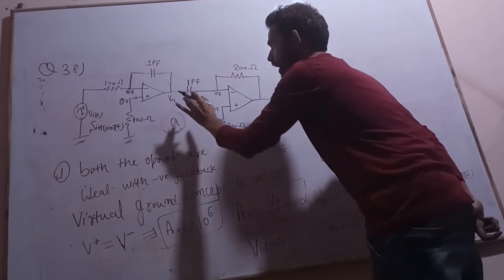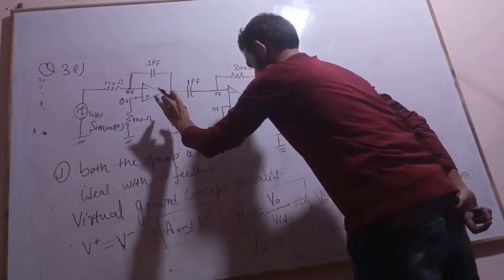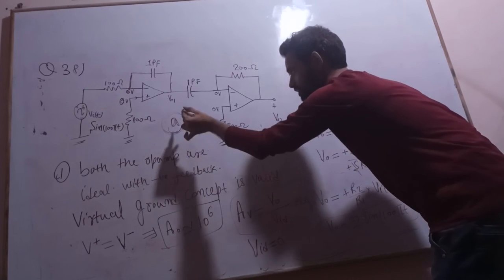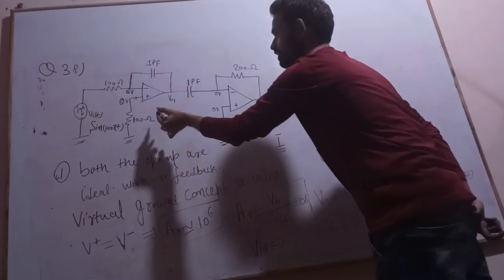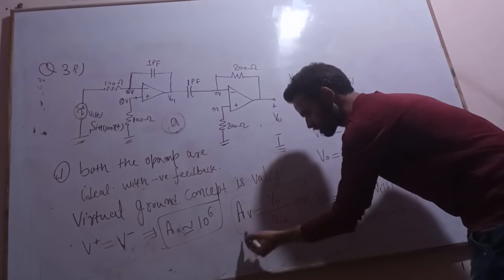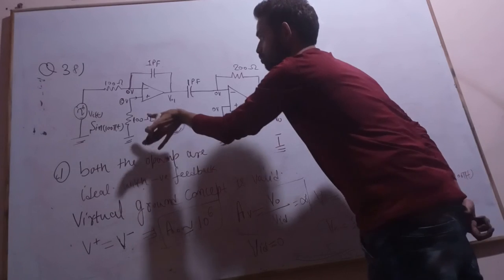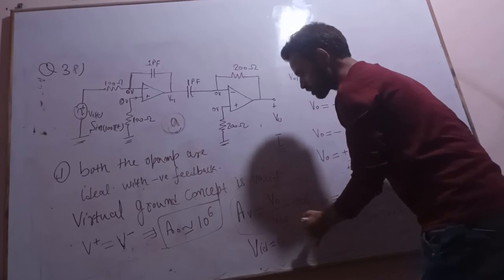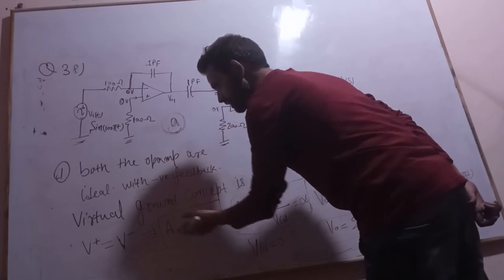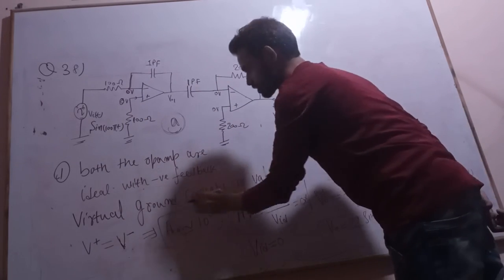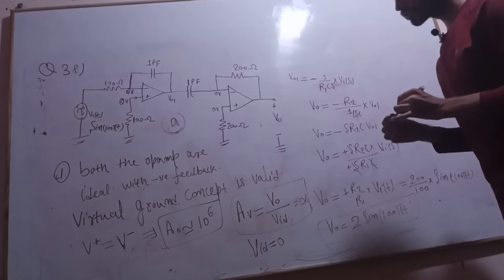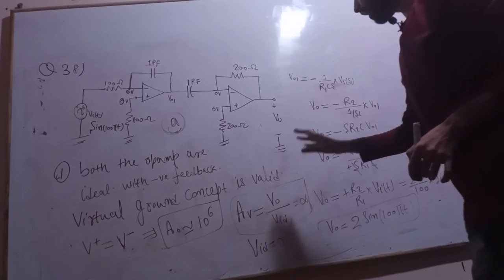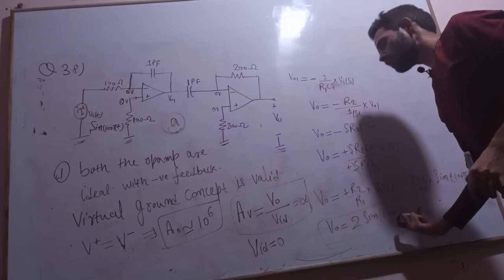Ideal op amp means the gain is very high, very large, in the order of mega, in the order of 10 to the power 6. This is possible only when the differential input voltage is almost zero. Means both of these positive and negative voltages must be equal, and in that way we can say that the virtual ground concept is valid. So this is all about the virtual ground concept. And the answer is A, 2 sin 100 pi t.